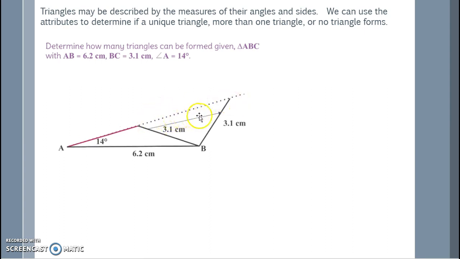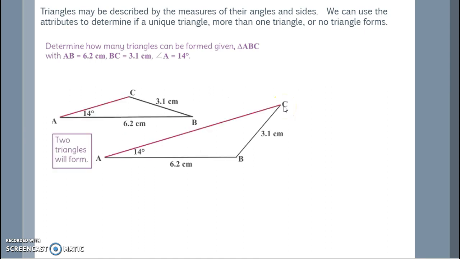So we just kind of shifted it. It will hit our dotted line of the 14 degrees one more time, which means that I can form two different triangles based on those measurements.